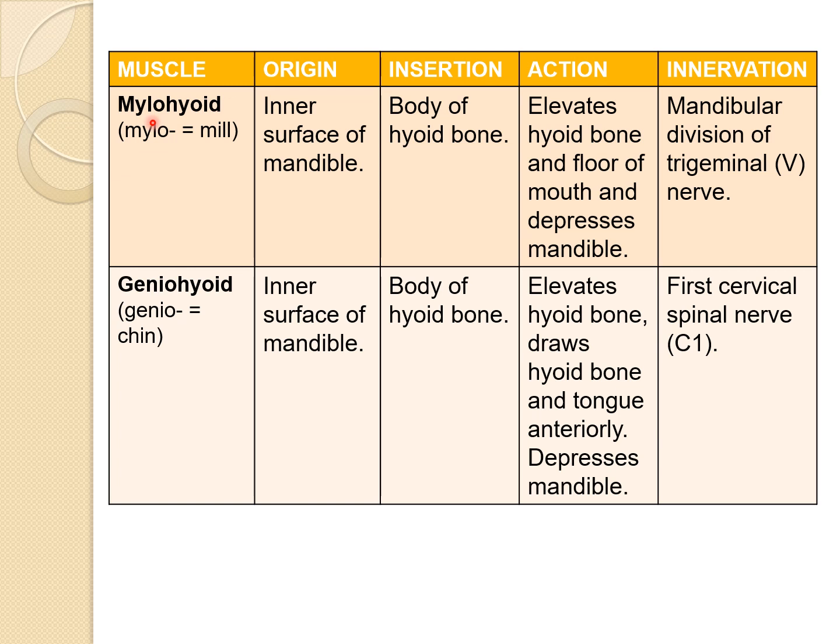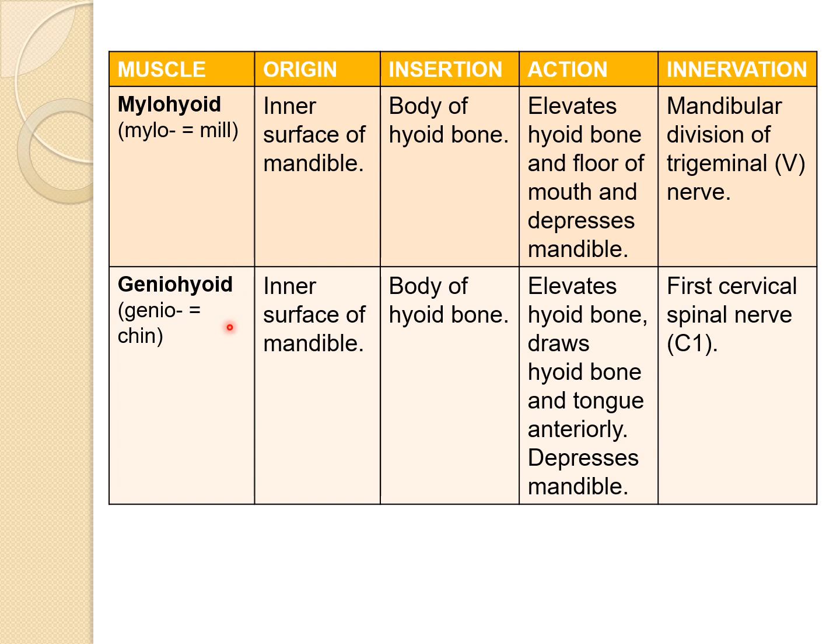The next is mylohyoid. It originates at the inner surface of the mandible and inserts at the body of the hyoid. All these muscles insert at the body of the hyoid. Coming to the action, it elevates the hyoid bone and floor of the mouth and depresses the mandible. It is innervated by the mandibular division of the trigeminal nerve.